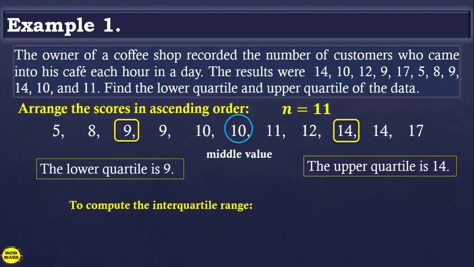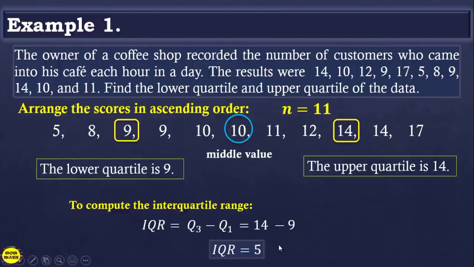After that, we're going to compute the interquartile range. So to compute the interquartile range, the difference between the third quartile, or the upper quartile, and the lower quartile. So 14 minus 9, that is 5. Okay, so ganyan lang kinukuha yung first and third quartile. Unang gagawin nyo lang, kunin nyo yung middle value and then gayahin nyo lang yung proseso kung paano tayo nagko-compute ng median.